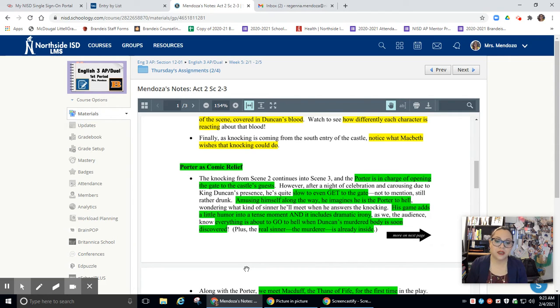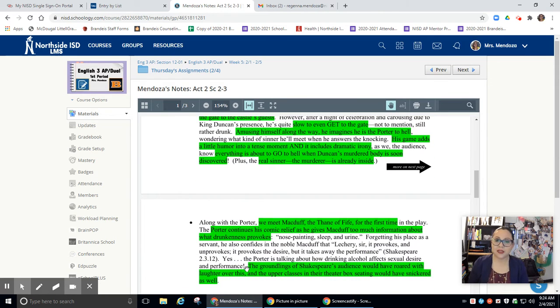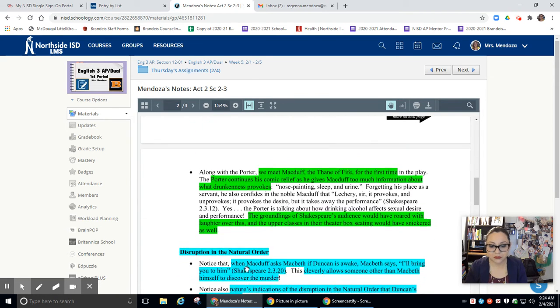So the porter comes in to lighten the mood, and he is so drunk he can barely get to the gates. And ultimately, he's imagining himself as the porter to hell, which is ironic because everything's literally about to go to hell, and the ultimate sinner, the murderer, is inside the castle. When he meets Macduff and Lennox and lets them in, he talks about what drinking does to people and how alcohol affects different things. And at this point, people would have been roaring with laughter, right? Because it was funny and it was something that people in the audience could have related to.